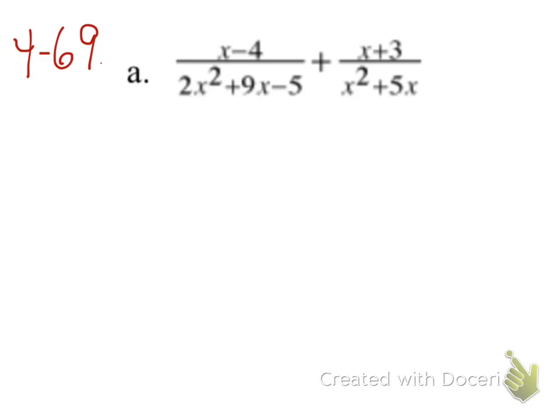So we're working on problem 4-69A. We're trying to add these rational expressions. First thing I need to do is look at my denominators. I have these two denominators here, and I need to factor them both.